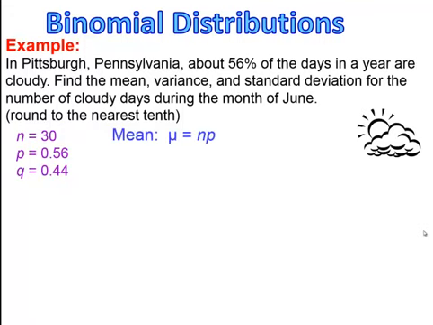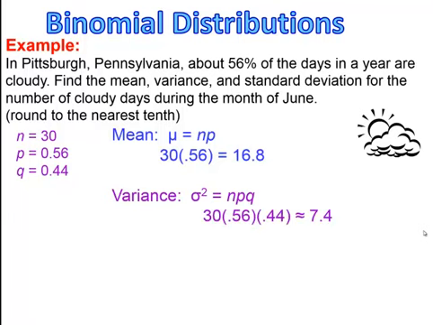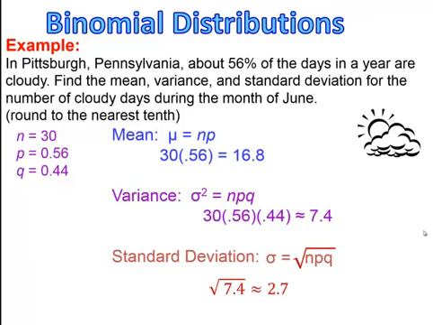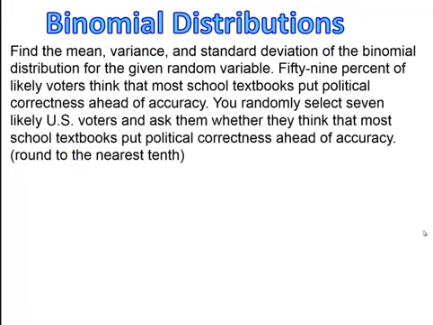So to find our mean, we're taking the n value times the percentage of success. So we get 30 times 0.56, which would equal 16.8. Our variance is the n times the p times the q, and we would get approximately 7.4. And then to find the standard deviation, you would square root the value of this variance, and you would get approximately 2.7. Pause and try.